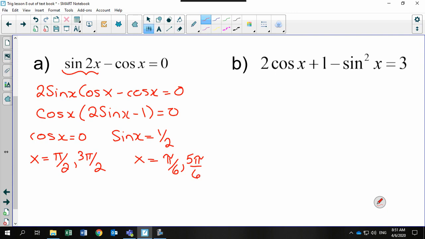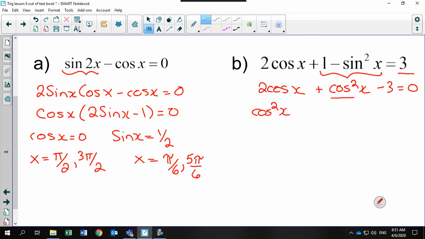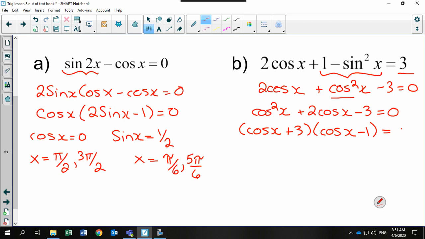Over here for the second one you would have tried, here's our Pythagorean identity, which is cos squared x. I'm going to bring over this 3, make it equal to 0, and of course we still have our 2 cos of x. Well, I'll rearrange it because it's a little bit easier to see how to factor it. We'll put our cos squared first, plus 2 cos of x minus 3 is equal to 0. We're going to factor into cos x plus 3 and cos x minus 1 equals 0.